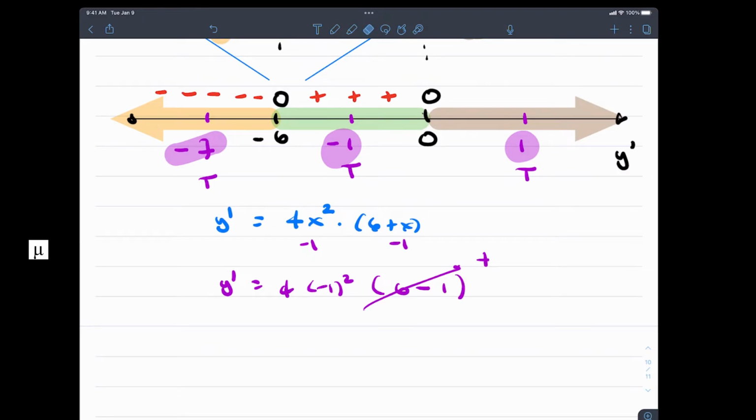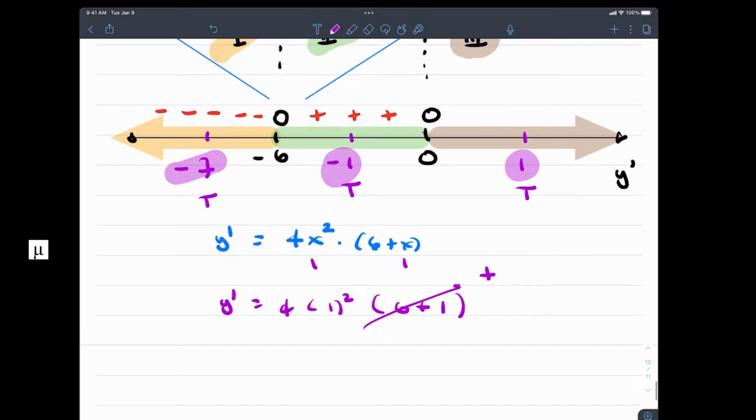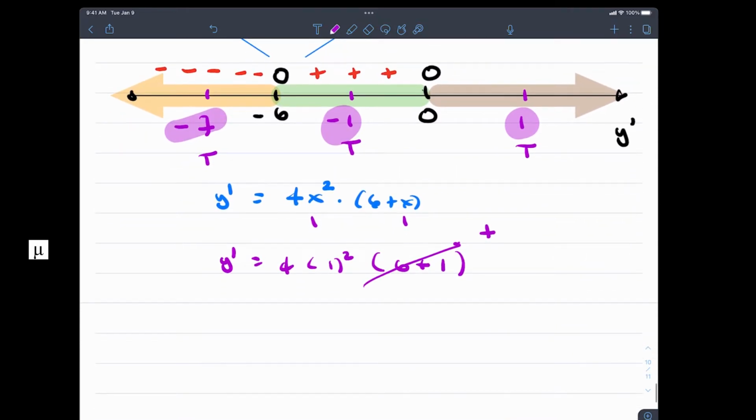So, sometimes these numbers are really easy to use. Now I'm going to use +1. That becomes 6 plus 1. Is that positive? 1 squared's positive. Is that right? Let me be careful here.